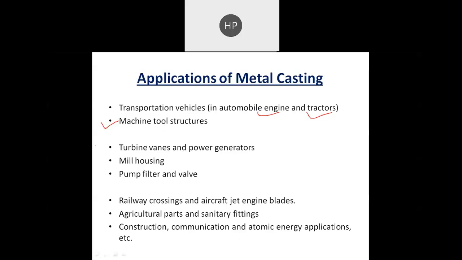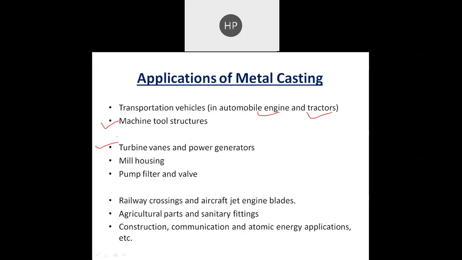Then turbine vents and power generators. Turbine vents have a certain curvature shape, which is very difficult to produce by any other machining or forming process, but can be easily produced by the casting process. That is another application of metal casting. And in power generators, certain casings are required, and those casings are produced by the casting process.